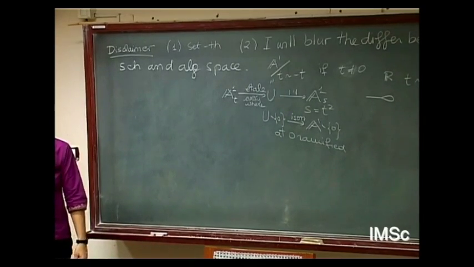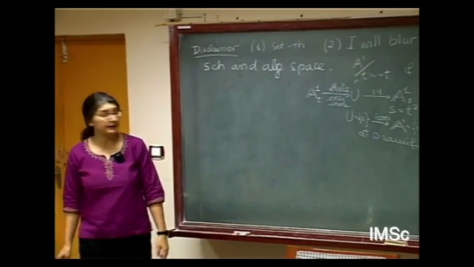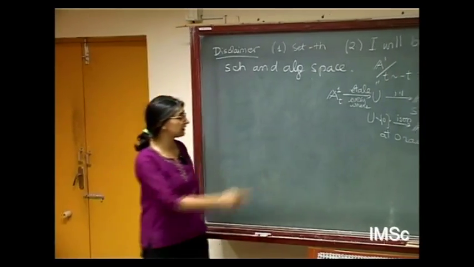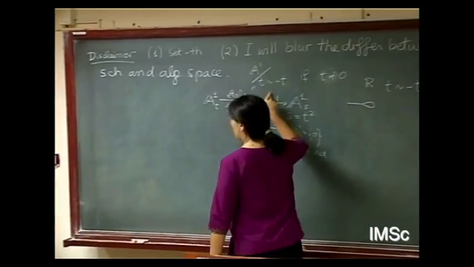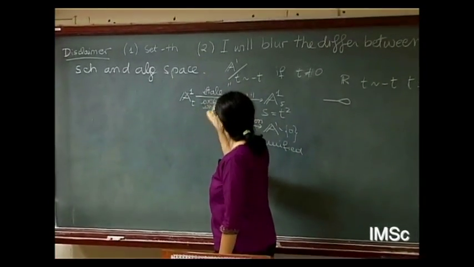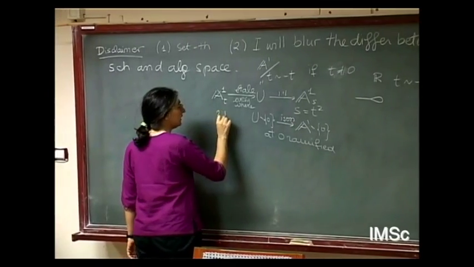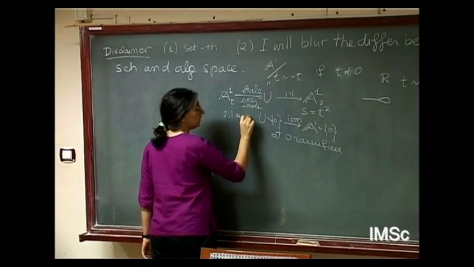Sorry? Yes. Say it again? No, this is not an anti-map because U is a quotient. U is the quotient. So this is 2 to 1 away from 0.